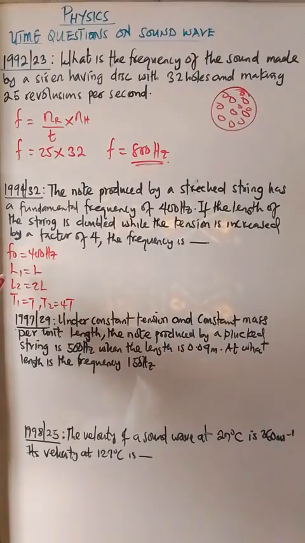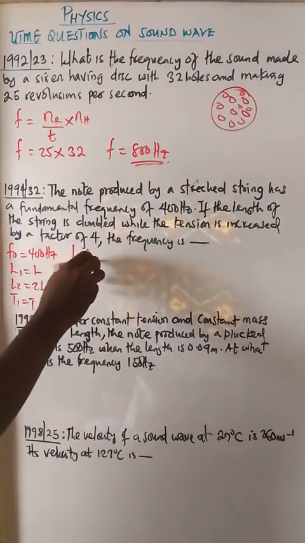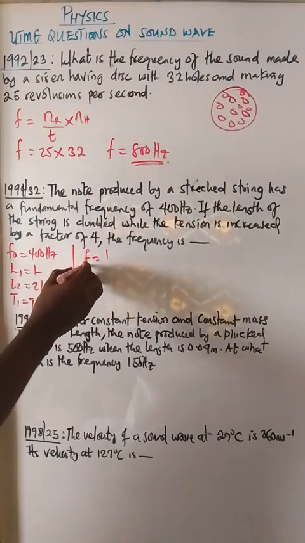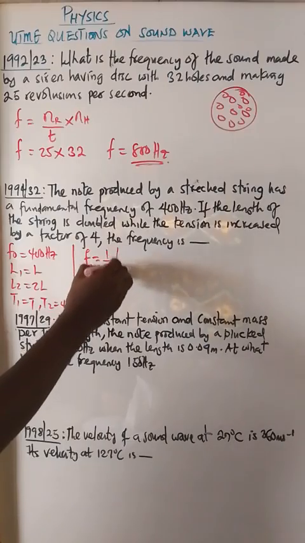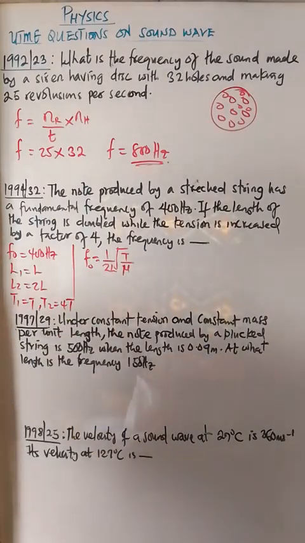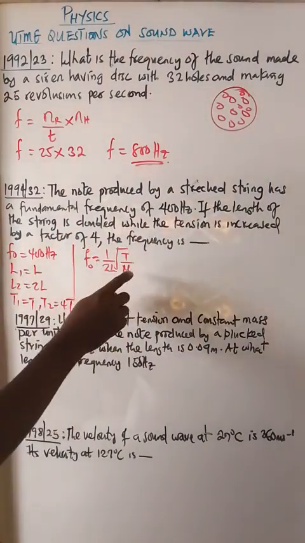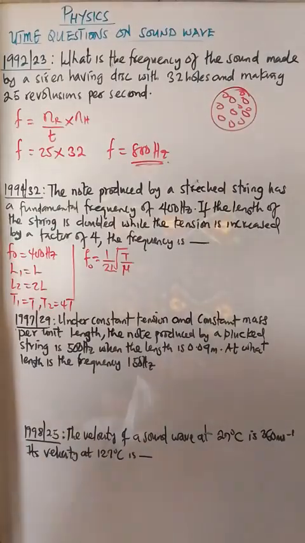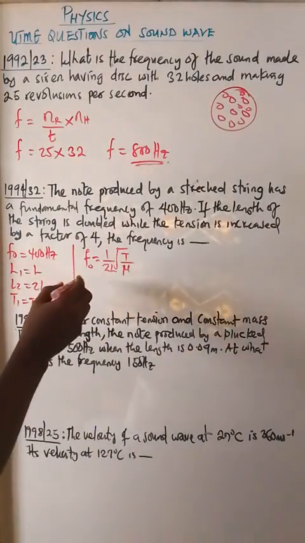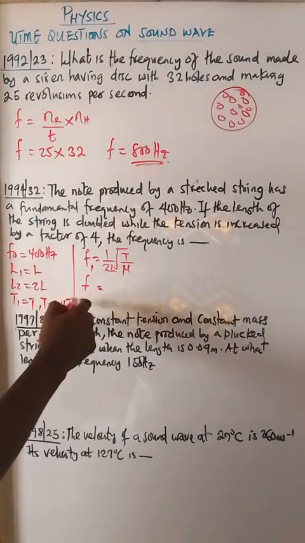Because the effect of the length and tension will cancel each other. How? Okay, let's show it mathematically. So we know that the frequency F for a string, for the fundamental, is 1 over 2L root T over mu. In this case we are going to assume the mass per unit length is constant. So we are relating tension and length. So what happens? Let's get the new frequency. Let's call this one F1, F2.